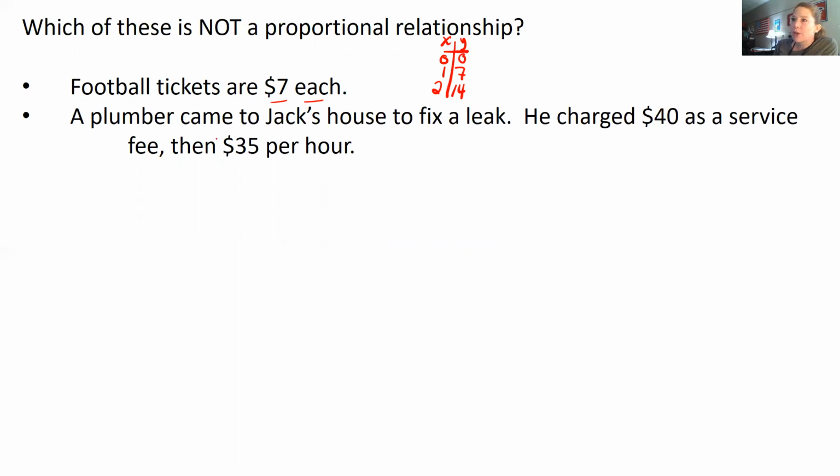The second one says a plumber came to Jack's house to fix a leak. The plumber charged $40 as a service fee because he has to drive to your house. That makes sense. And then he charges $35 per hour. Well, what if the plumber stayed for 1 hour? The amount he would charge you would be $35 per hour. And then he charges every person $40 for a service fee. Well, if he came to our house and he spent 1 hour, we'd have to pay $35 plus $40 for him coming there.